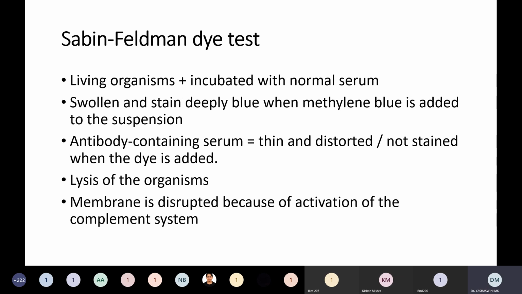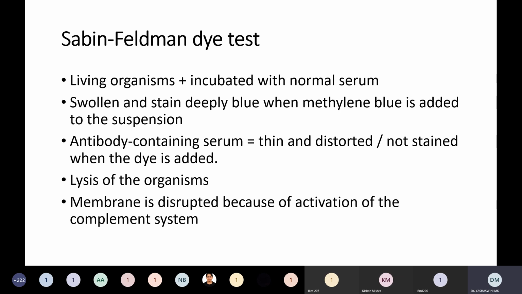So along with that, there is one more test which is called the Sabin-Feldman test, or dye test, which is not done currently, but it was done in the olden days, where you take living organisms and incubate them with a normal serum. So once you mix the normal serum with the living cells, if the antibodies are there, what will happen? They undergo swelling and they get deeply stained if you add methylene blue to them. Okay, take live organism, put the serum, put methylene blue.